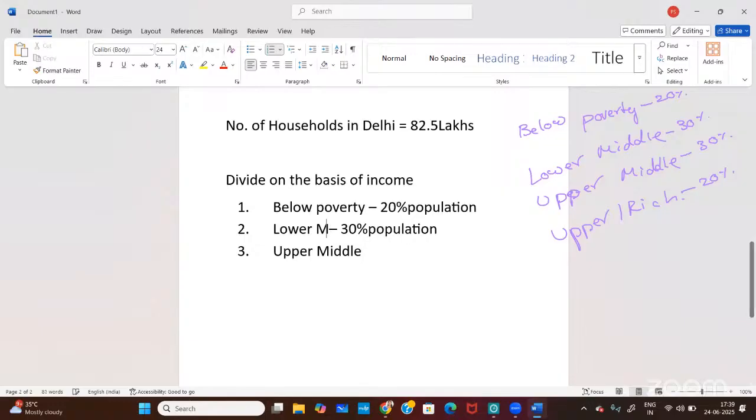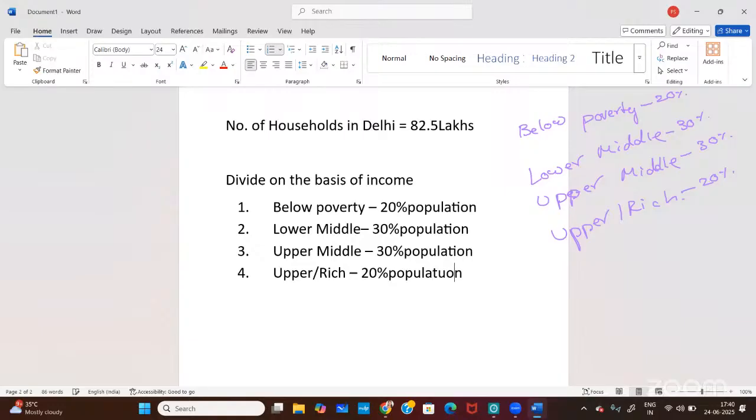So poverty, let me give middle. These are also 30% population. Then we have upper or rich, which is 20% population. Now, let's say that there would be very less.